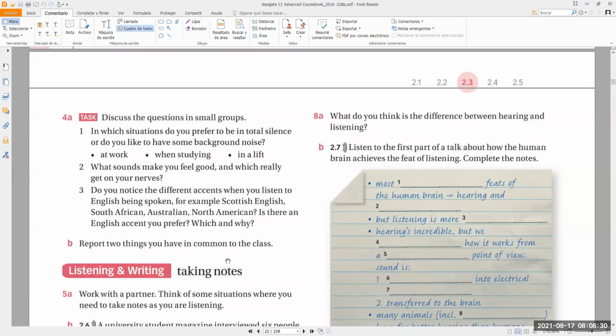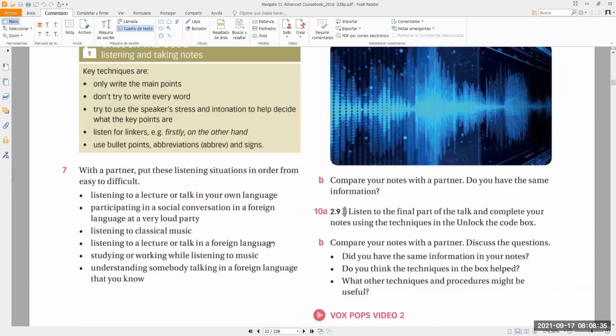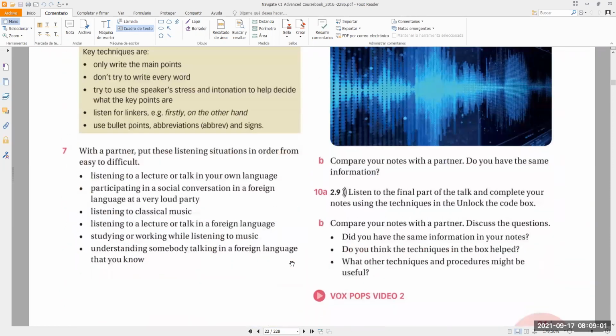So guys, we're going to go to the breakout rooms now just to answer these two exercises. In exercise number 7, I would like you to think about how these different listening situations could be more difficult than others. So what you are going to do is basically put these listening situations in order from easy to difficult. How many are there? 1, 2, 3, 4, 5, 6. So let's rank them from 1 to 6, 1 being easy and 6 being difficult.